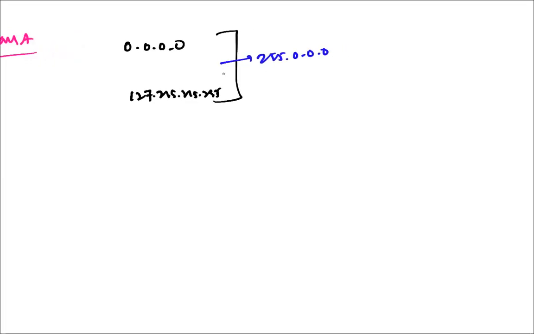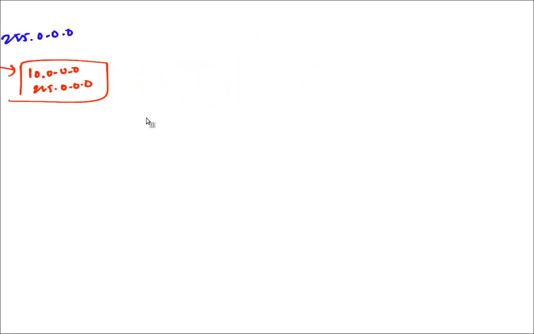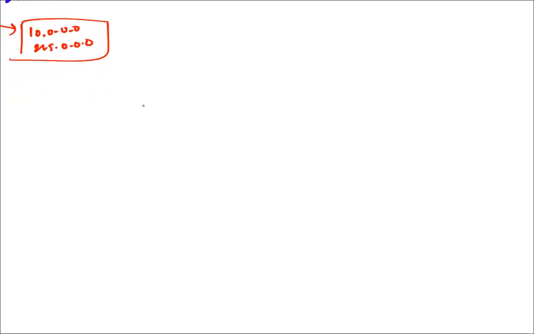255.0.0.0. Correct. Okay. So now we'll take one network as an example. In this range, I'm just going to take the 10 network, 10.0.0.0 network. And the default mask is what? 255.0.0.0. Okay, so we'll take this network as an example to solve class A subnetting.